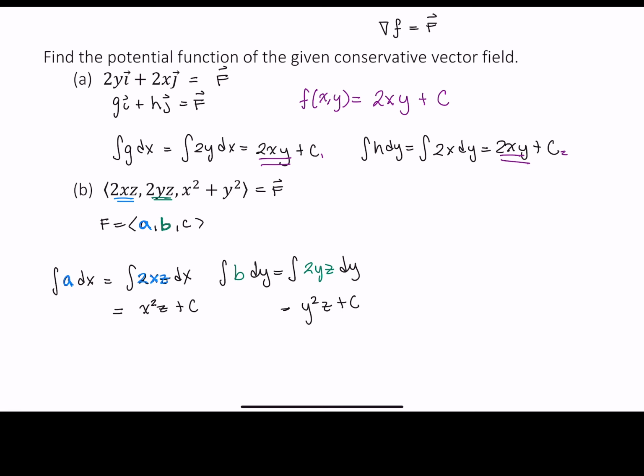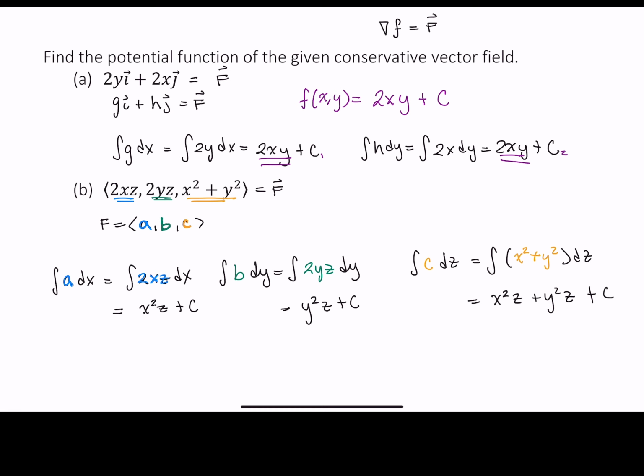So let's look at this third one now. This one will be in orange, c. So I have the integral of c dz. That's equal to the integral of x squared plus y squared dz. That's x squared z plus y squared z plus some constant.